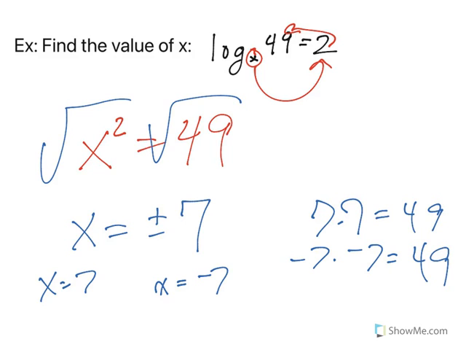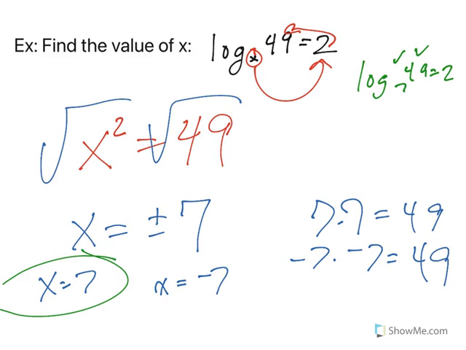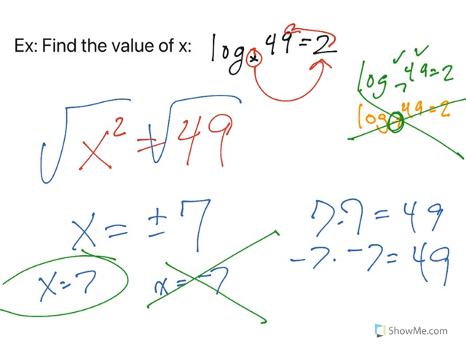Now if you look up here and say the log of 49 base 7 is 2, positive, positive, okay, so that works. And then if we would say log of 49 base negative 7 is 2, the base is negative. That is no good. So negative 7, that's the restriction piece. So our only answer is x equals 7.